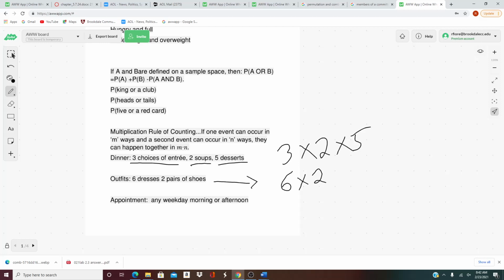I'm told to make an appointment, and I can make that appointment on any weekday, either morning or afternoon. Well, there are 5 weekdays, and my choices are either morning or afternoon, so that's 2. And 5 times 2 is 10.